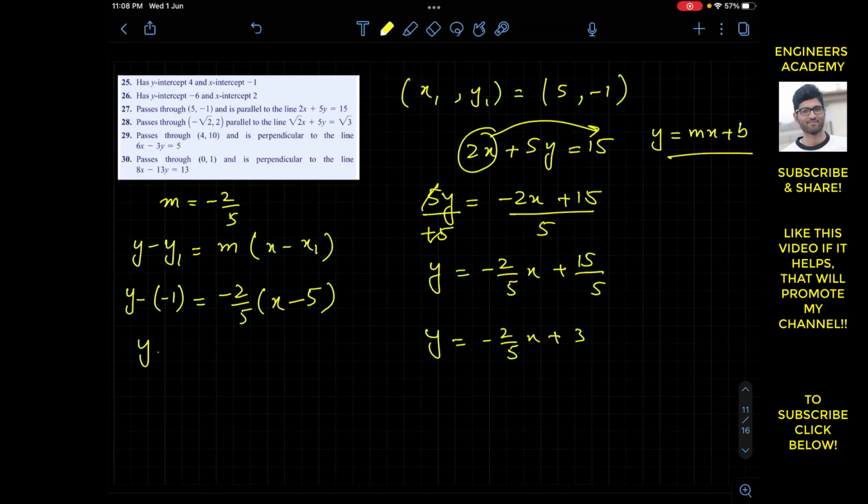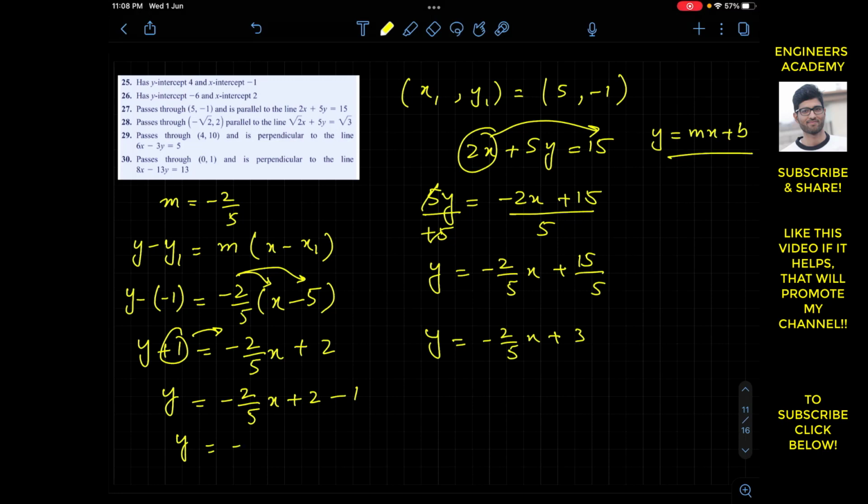So this will be y + 1, and if I multiply this out, this is -2/5 x, and minus into minus gives plus 2/5 into 5, which gives us plus 2. We need to bring this plus 1 to the other side of the equation. So this will be -2/5 x + 2 - 1, so y = -2/5 x + 1. This is the equation of that straight line which passes through this particular point and which is parallel to this given line.